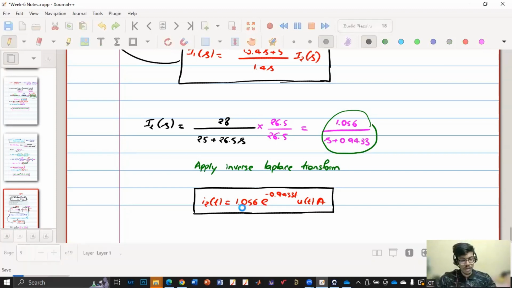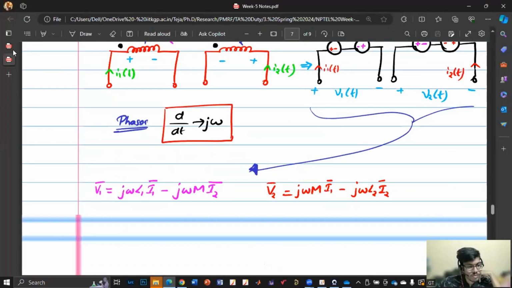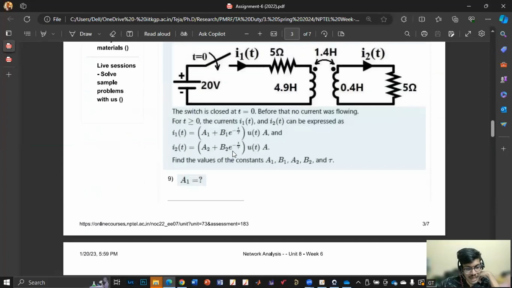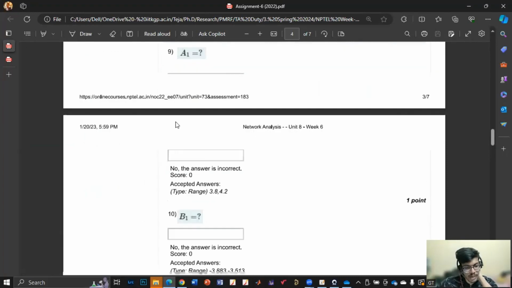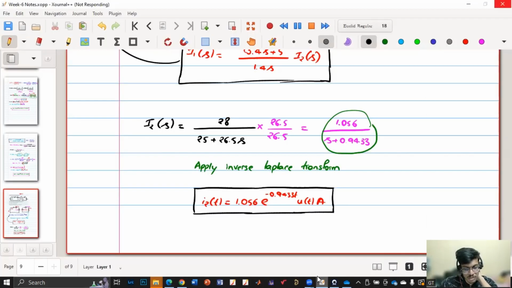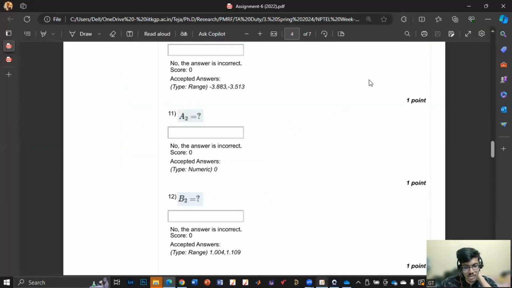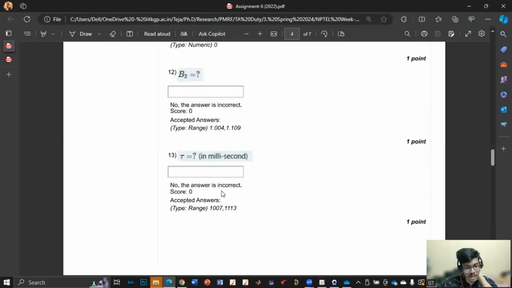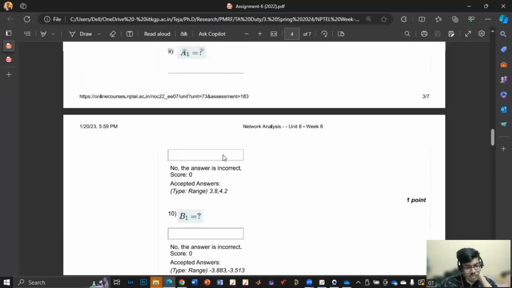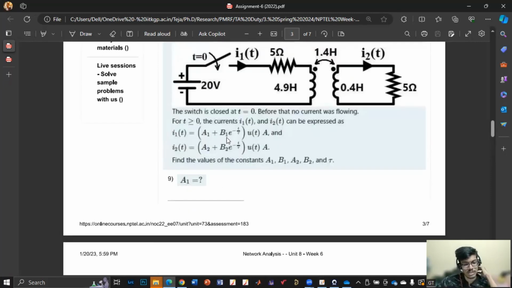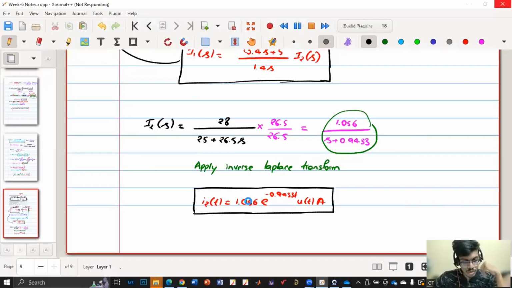Okay, I'll just check with the answers. First I'm calculating I2 of t, so I'll know A2 and B2. A2 is 0, we have only B2. So my A2 is 0 and B2 we have 1.056, which is within that range. And the tau part will come later. So A2, B2 are fine. Now we'll go to I1 of t, which needs A1 as well as B1. So this is my I2 of t, and this is fine.